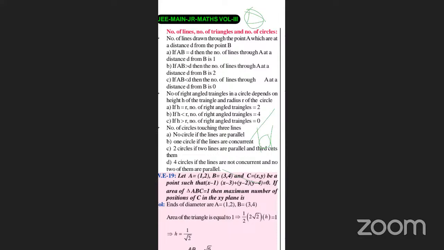If the lines are concurrent, meaning they are meeting at one point, we can draw a circle touching the three lines. One circle, which I'll show in the diagram next time. It is difficult to draw without the help of a compass, pencil, and so on, and on this screen it is also very difficult to write.